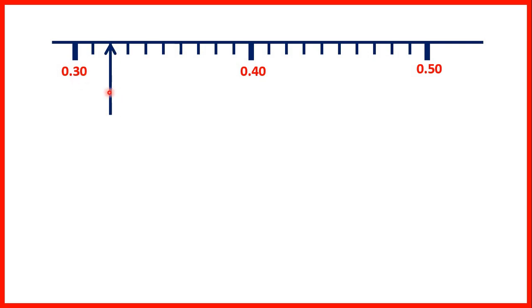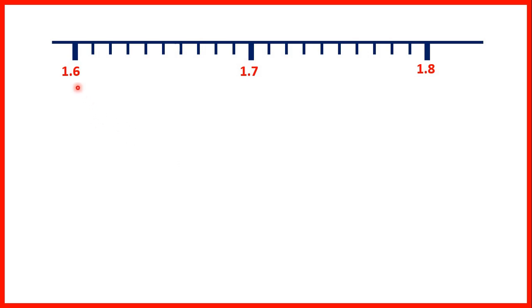So, what number is this line pointing to? Well, it's past 0.3 and it's 2 lines in, so that's 0.32. Here we have 0.39 because it's past 0.3 and it's 9 lines across. Here we have 0.42 because it's past 0.4 and 2 lines across. So what do we have here? We have 0.48. It's past 0.4 and it's 8 lines across. So notice 0.48 is less than 0.5.